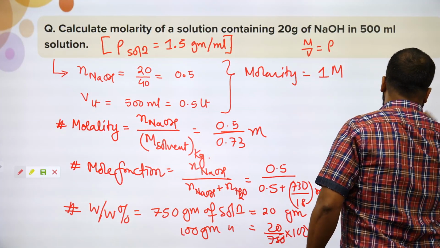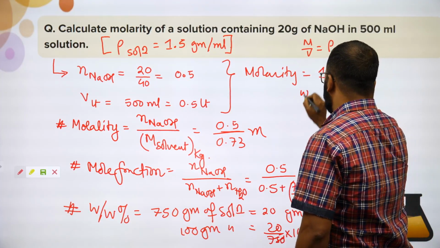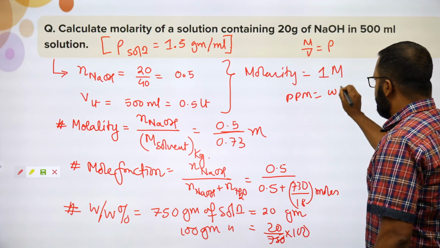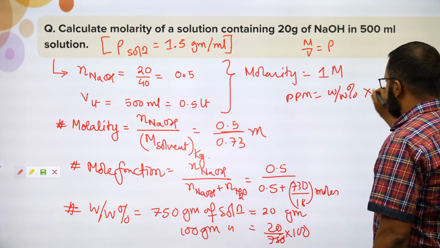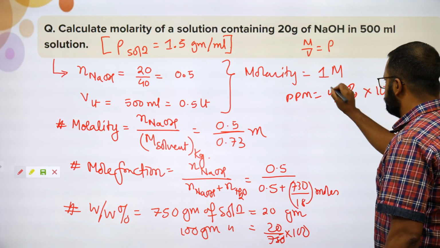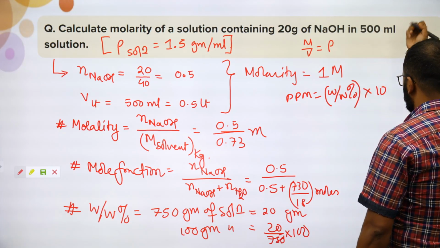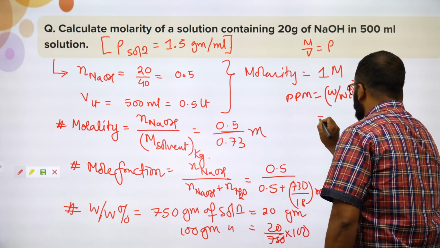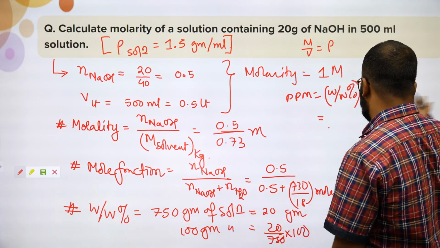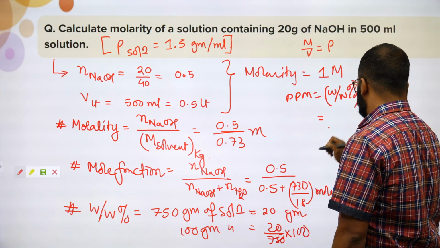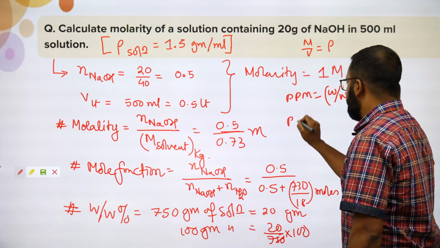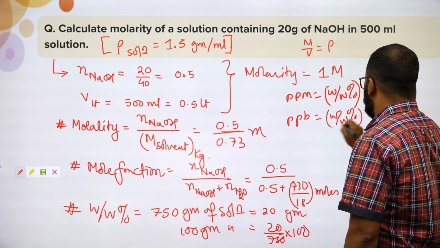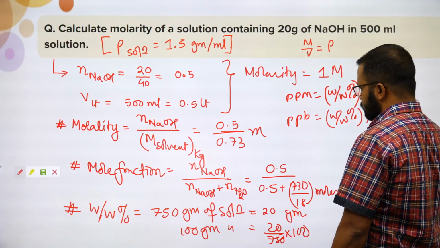I had already told you weight by weight percent. If I want to calculate ppm, that will be weight by weight percent times 10 raised to 4. So this times 10 raised to 4. And ppb is weight by weight percent times 10 raised to 7.